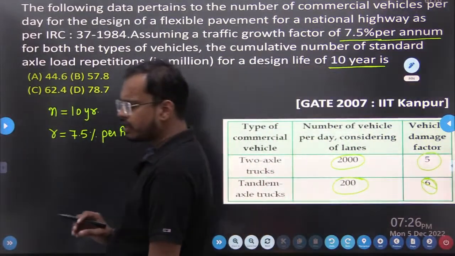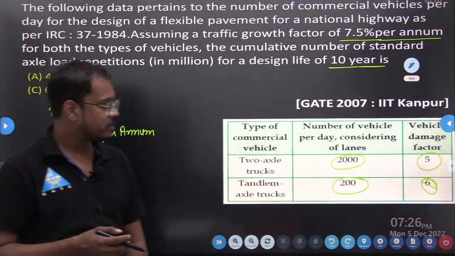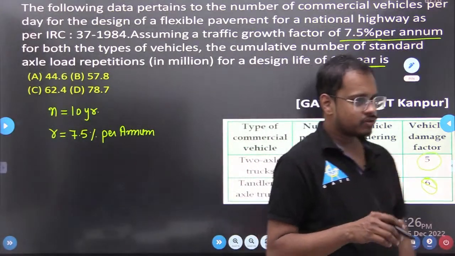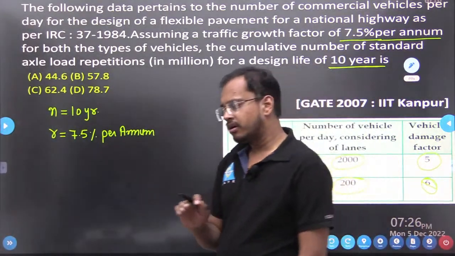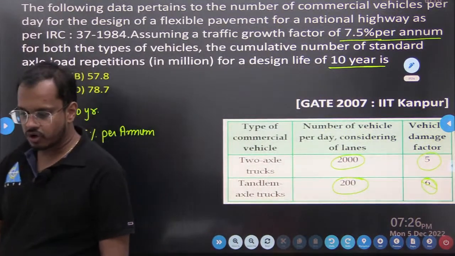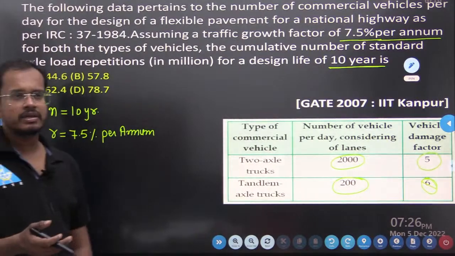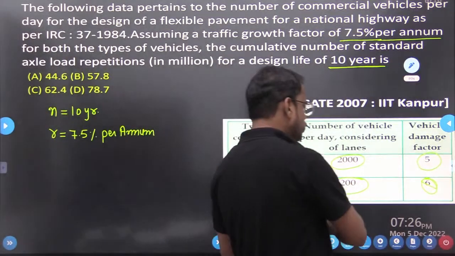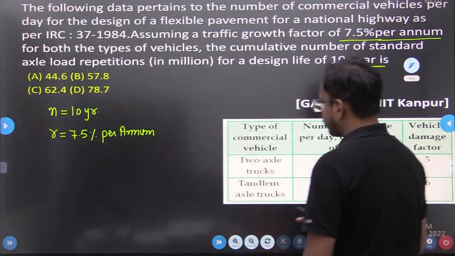But in that particular problem, lane distribution factor is not given. In the previous class, in the live class, I already discussed that if lane distribution factor is not given in the question, then you directly consider lane distribution factor equal to 1. Now, how to solve this problem?